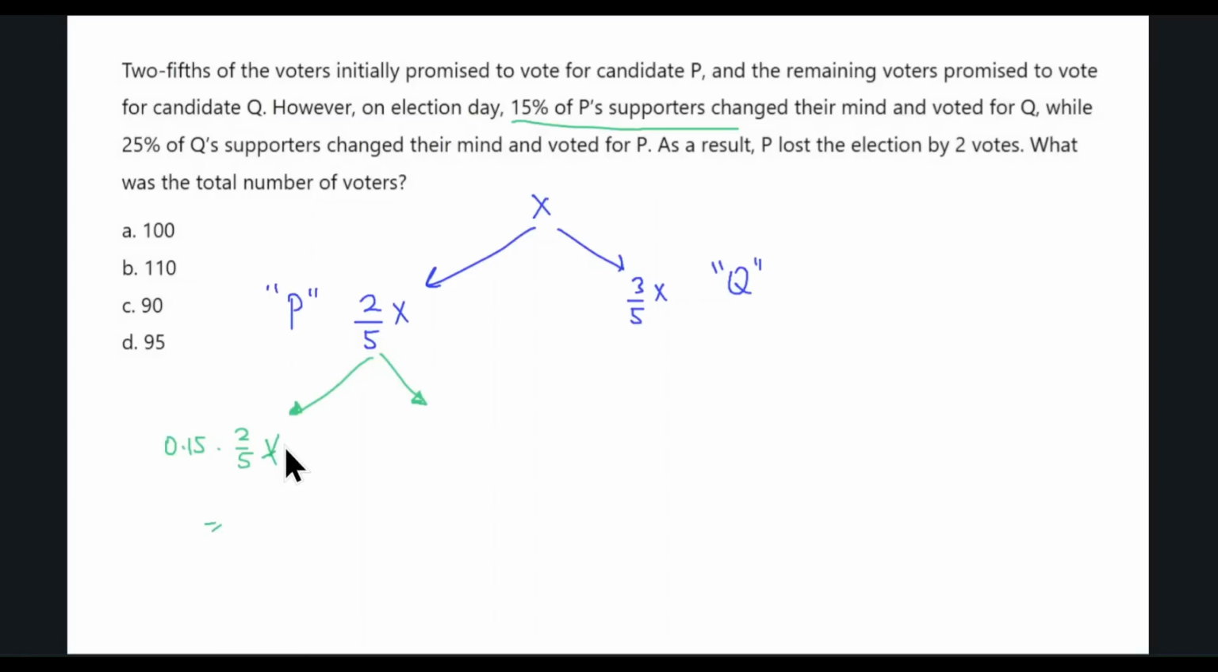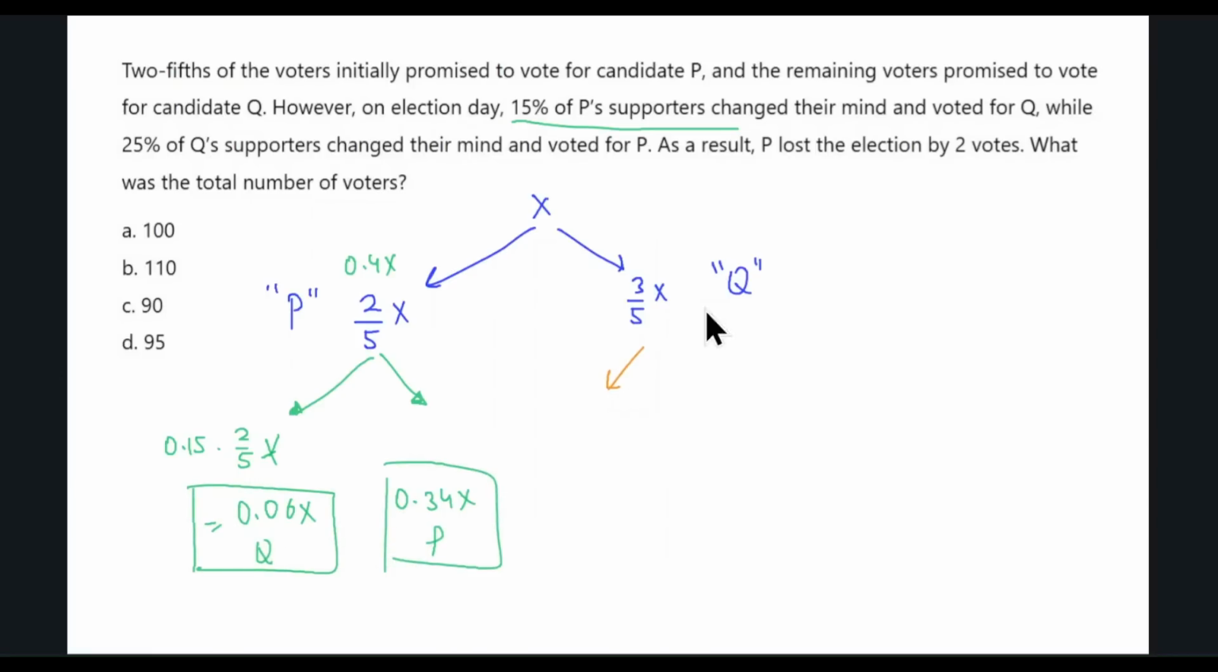So let me bring up my calculator. That comes out as 0.06x. So this one will come out as 0.34x. Why? Because this is 0.4x, so these two should obviously sum up to give 0.4. Now remember that these voters now voted for Q, and these are still with P. Likewise, something happened over here as well.